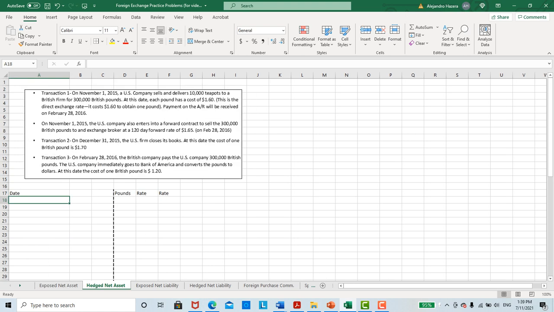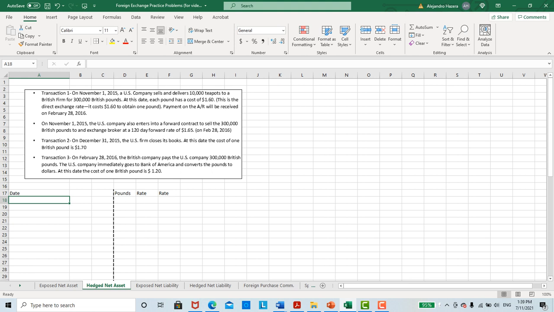Okay, now let's go to the hedge. Now we're going to use the same transaction, so there's some continuity here. In this transaction, a U.S. company sells and delivers 10,000 teapots to a British firm for 300,000 British pounds at a cost of $1.60 each. So that's the same transaction. But now the U.S. company decides to hedge this. And the way you hedge it is by entering into a separate transaction called a forward contract.